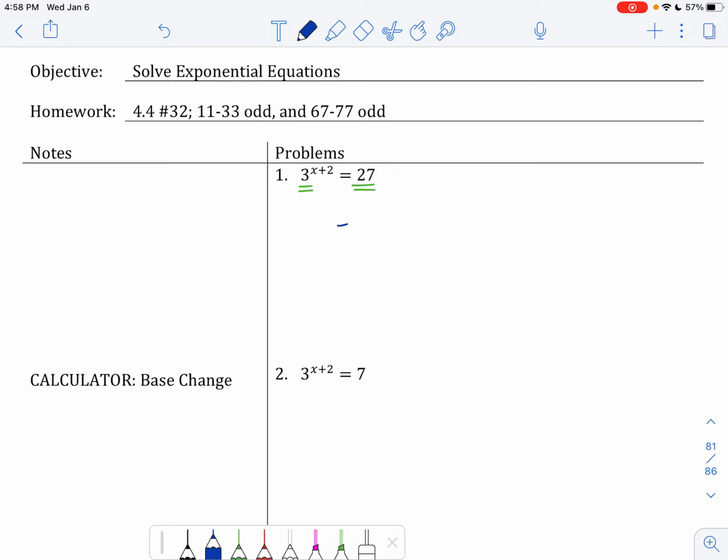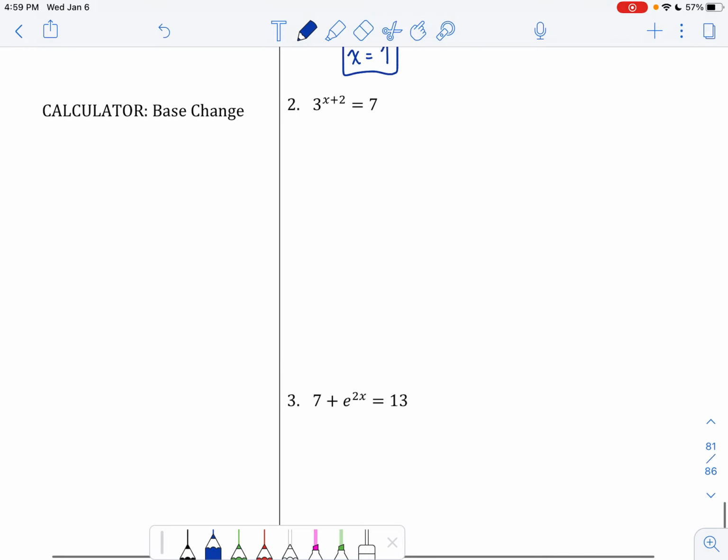So what we're going to want to do is use that same base. So 3^(x+2) is equal to 3^3. Now we don't need these bases, they cancel out because the same thing is happening to both sides. So then x + 2 is equal to 3, subtract 2, x equals 1. This is just fine without a calculator.